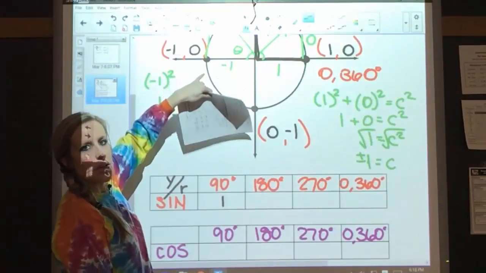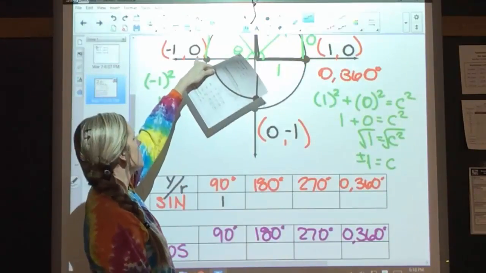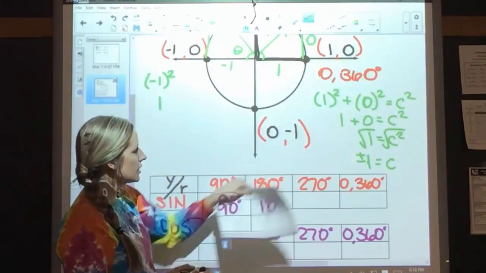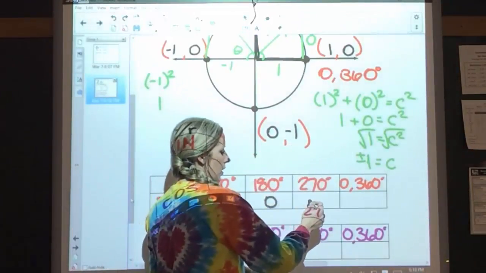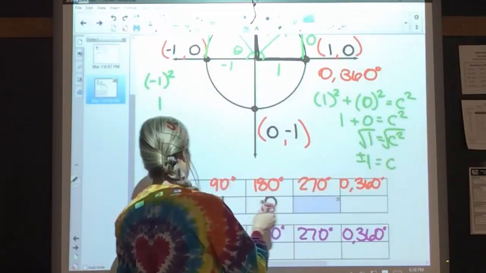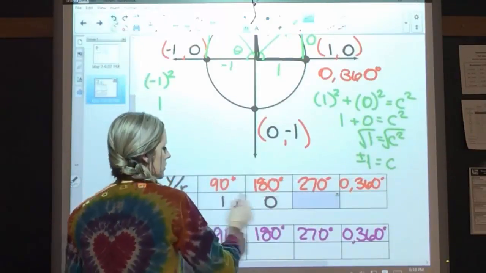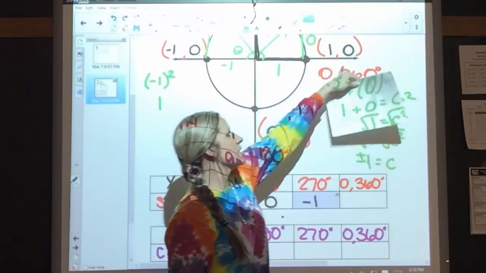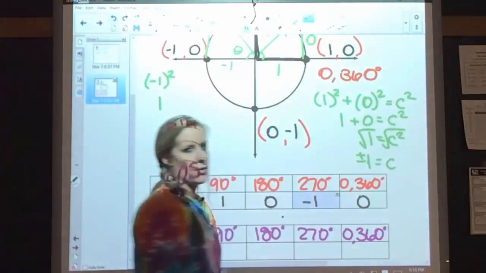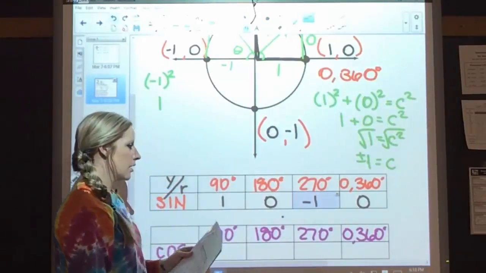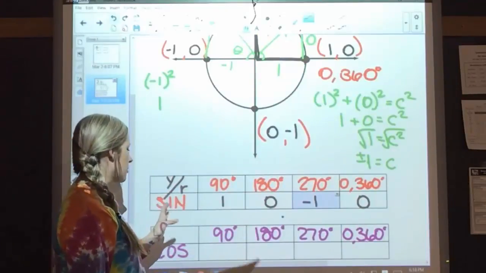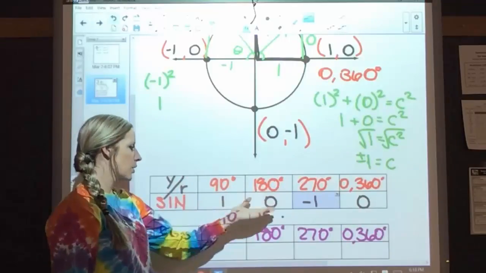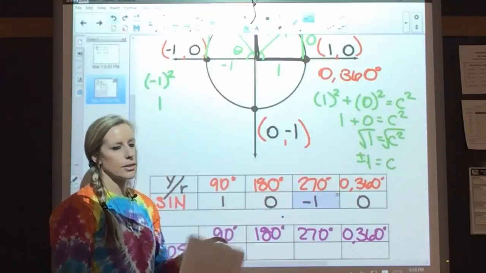At 180 degrees, our y value is 0. So 0 divided by 1 is 0. At 270, -1 divided by 1 is -1. At 0 and 360, 0 divided by 1 is 0. So anytime you have the sine of 90 degrees, it's going to be 1. 180, 0, and so on.